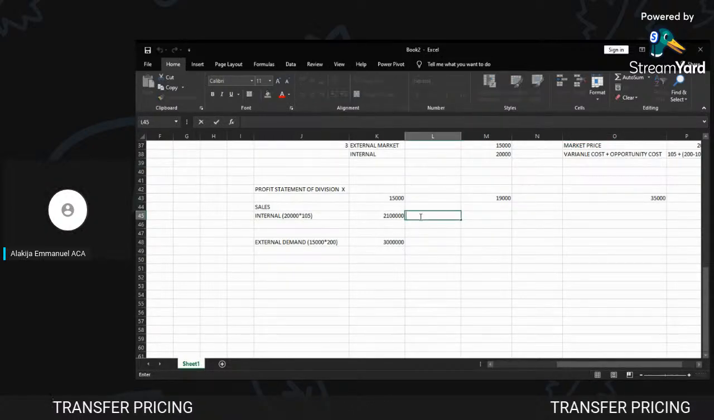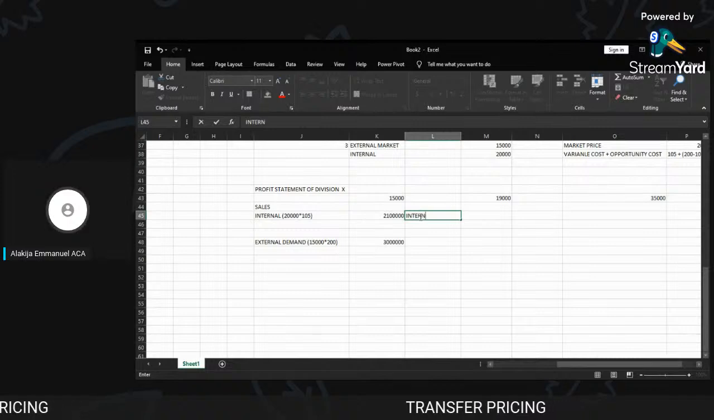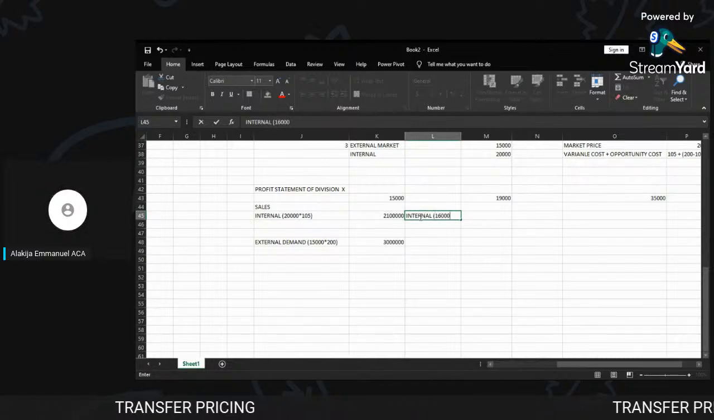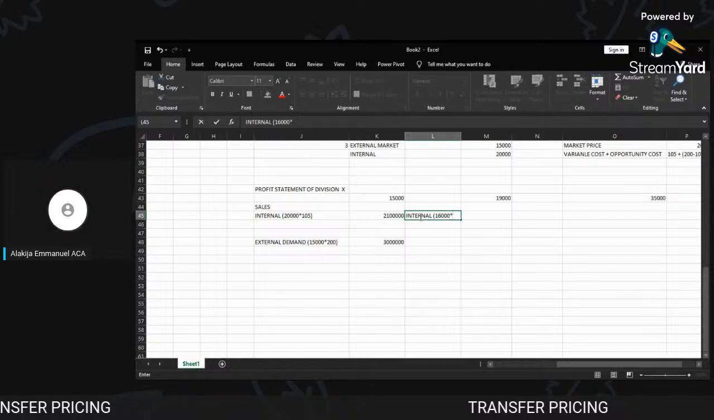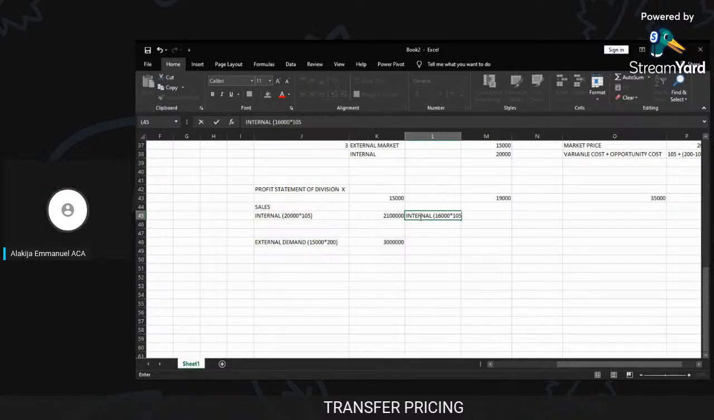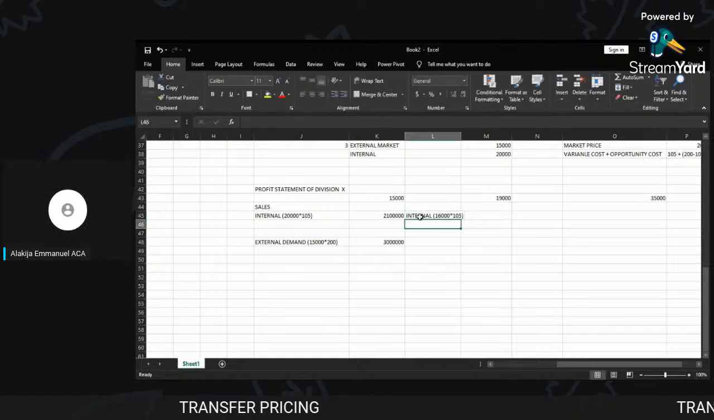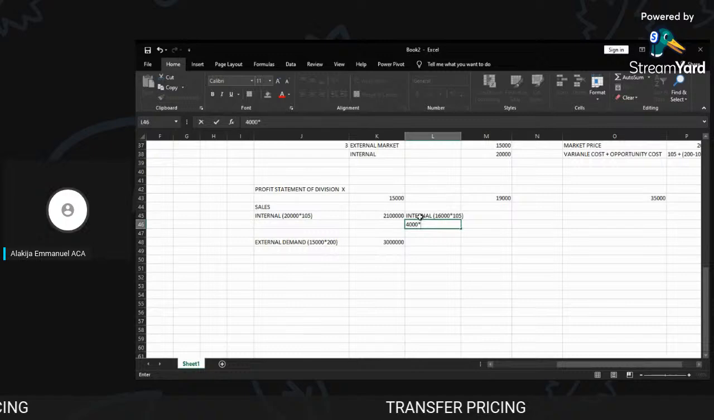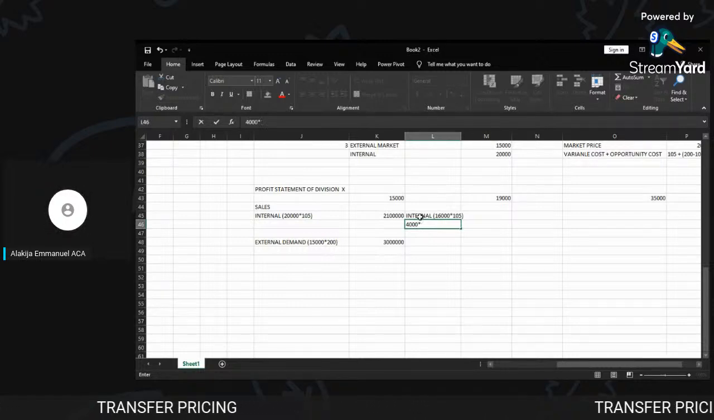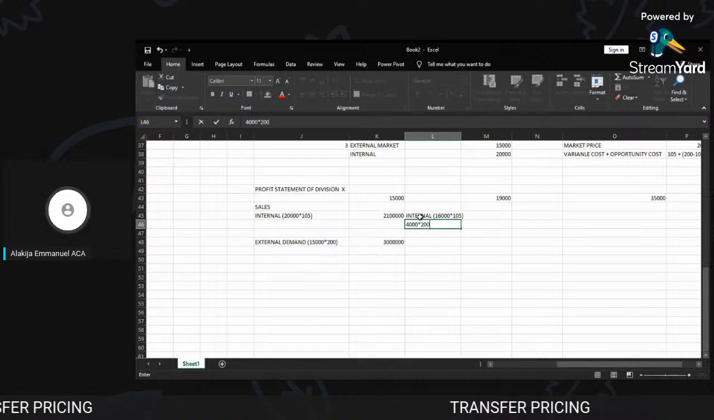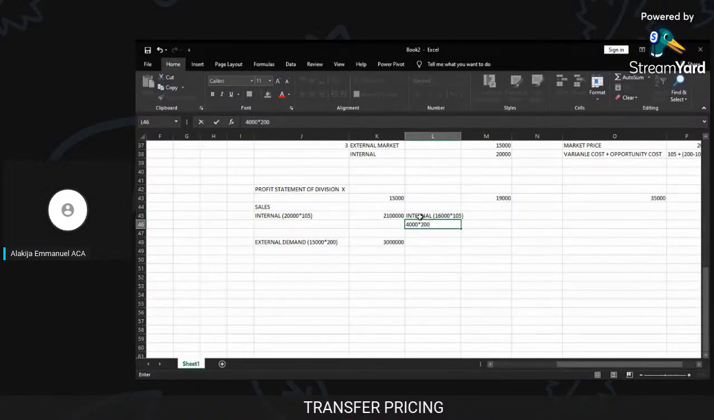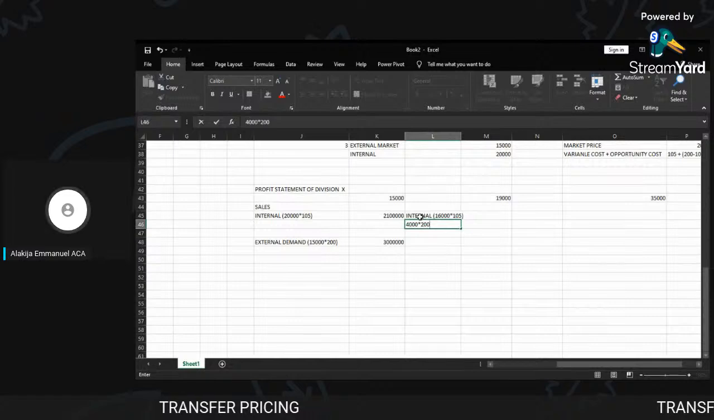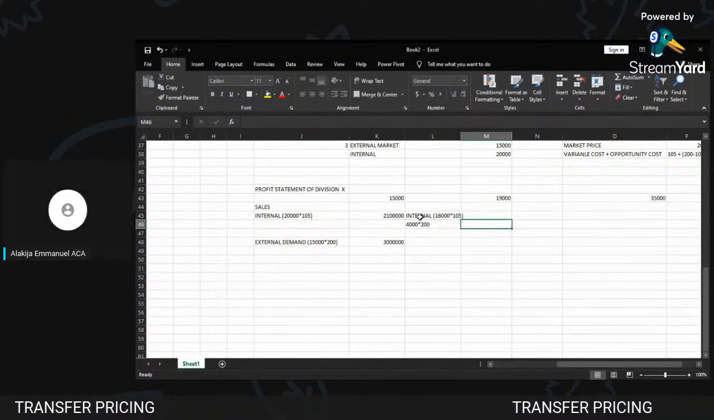we are going to sell internal, there's going to be capacity for 16,000, and that 16,000 will be sold at variable cost because there's capacity, while the remaining 4,000, which we are going to deprive the market of, is going to be sold at 200 naira. That is the variable cost plus opportunity cost. That is the analysis we have done above.